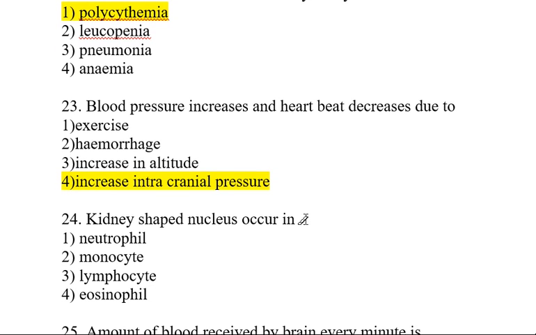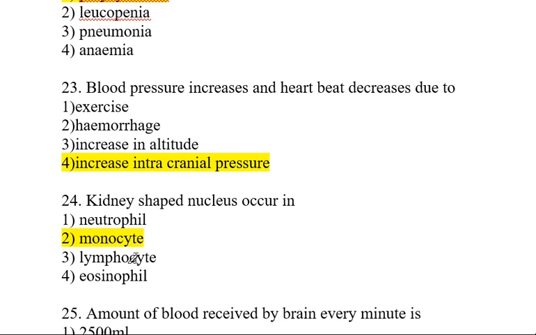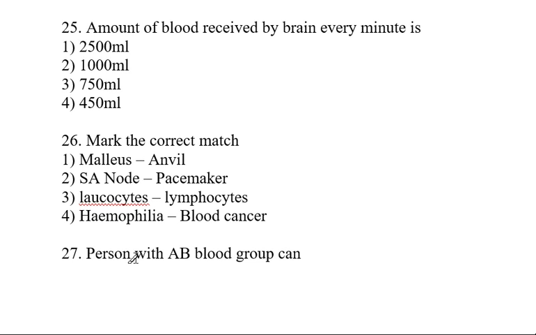So kidney-shaped nucleus occurs in monocytes. The amount of blood received by the brain every minute is 750 ml. Okay, mark the correct match. It's option 2. Okay, why are the rest wrong?